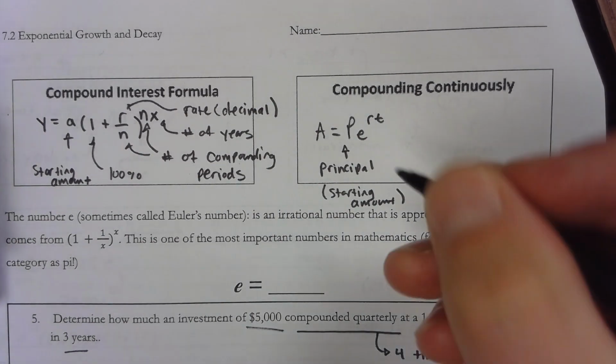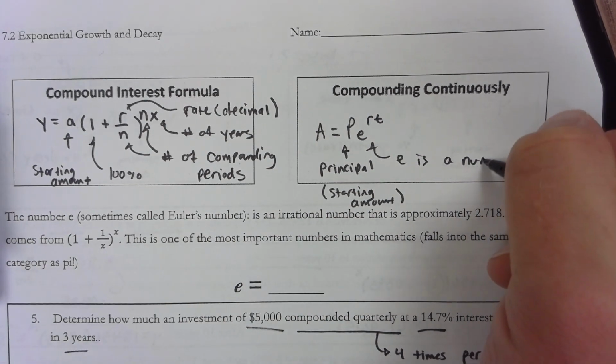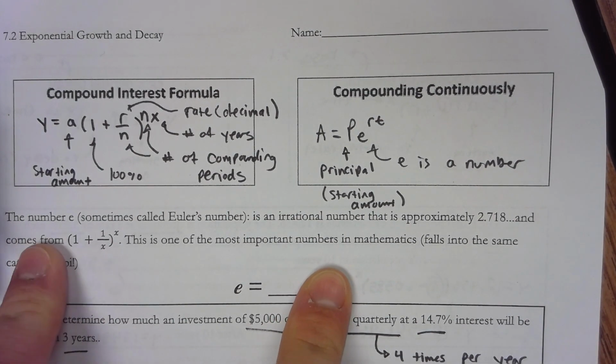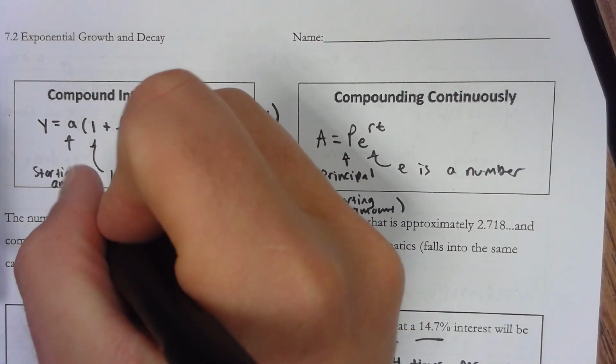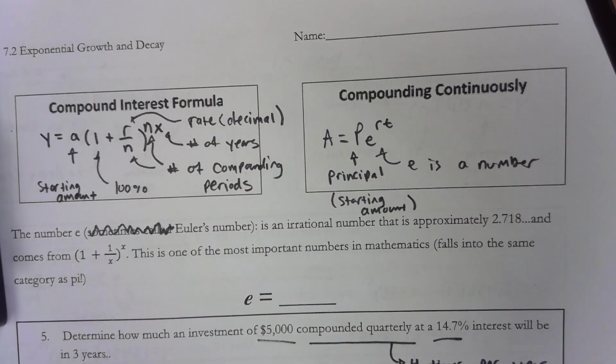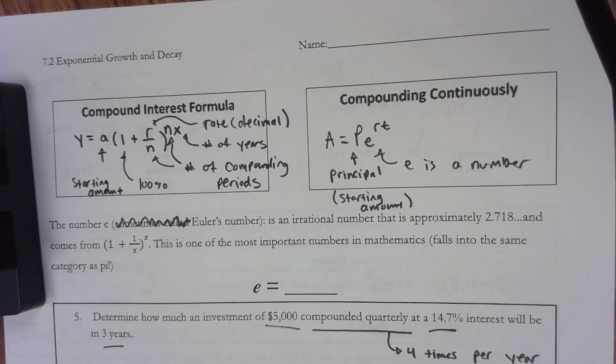Then the E. E is a number. Okay, that is not representing a variable. And in fact, the thing we have below here is explaining what E is. Okay, the number E, not sometimes, it is Euler's number. Euler is the mathematician that is given credit for defining this number. It is an irrational number, kind of like pi, and it's approximately 2.718. You don't need to memorize that, okay? You do need to recognize that E is a number, and then we're going to need to know how we can find it on the calculator. I'm going to show us how to do that here in just a second.